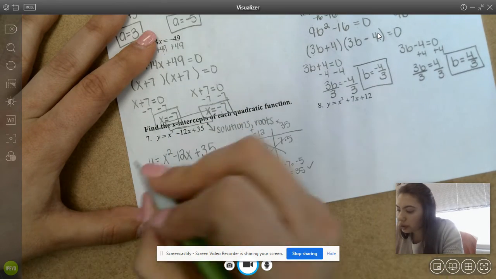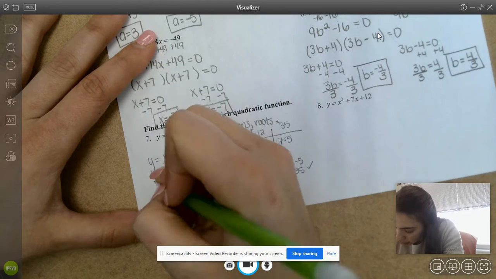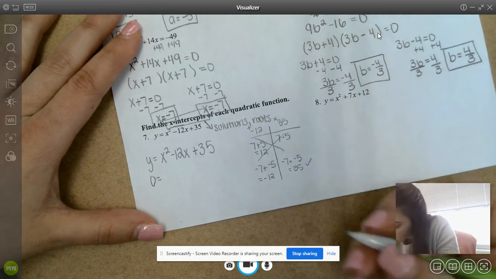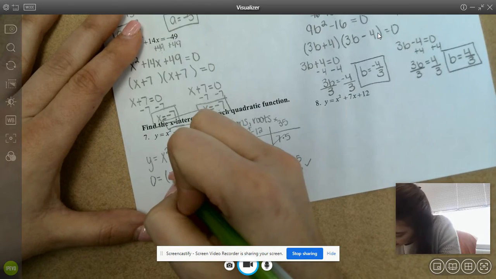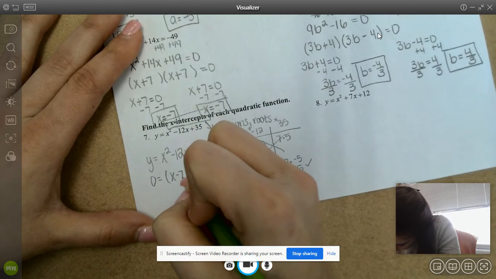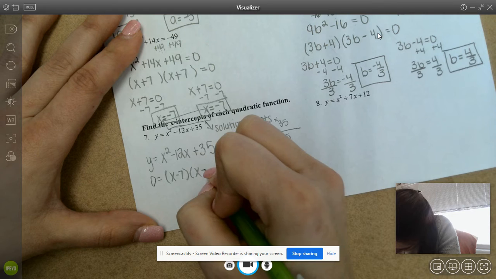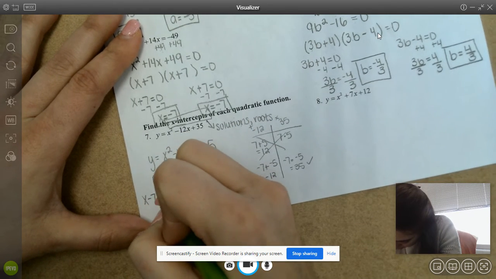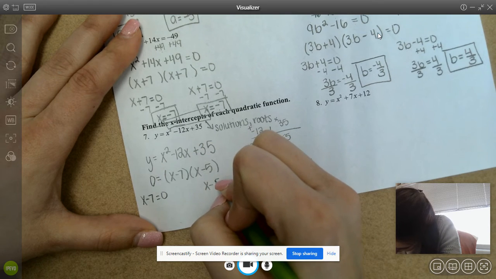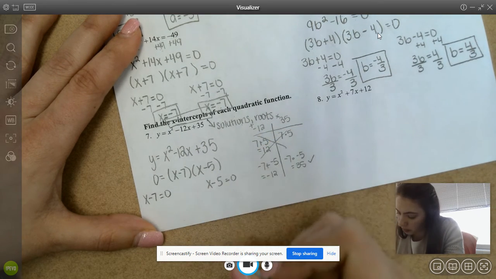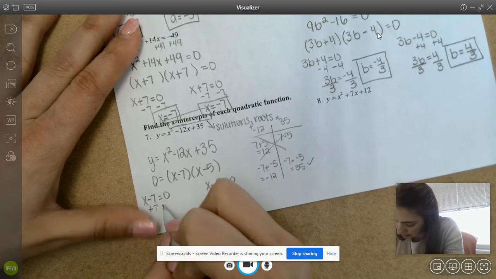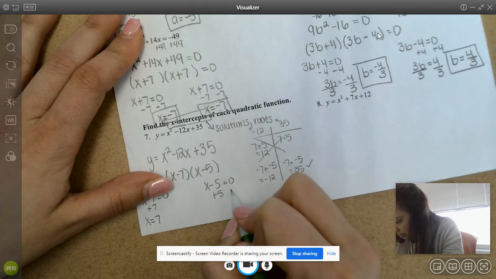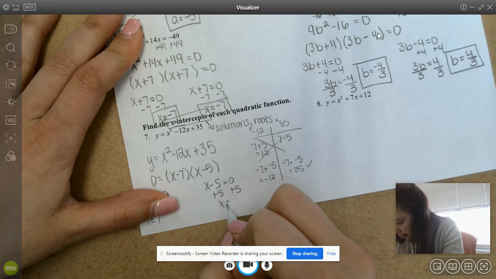So in order to find the x-intercepts, we need to set our equation equal to 0, right? Because we're technically still solving. So 0 is equal to x minus 7 times x minus 5. We can go ahead and set each equal to 0. When we do so, we can add 7 to both sides. We get that x is equal to positive 7. We can add 5 to both sides, and we get that x is equal to positive 5.